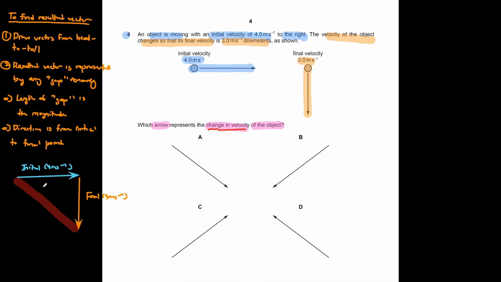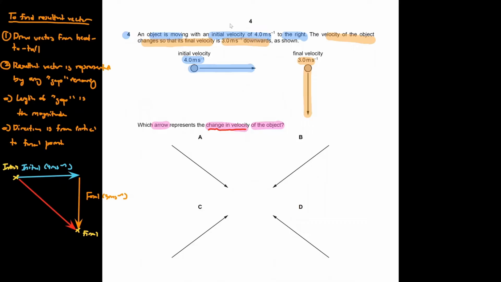So the length of this gap will be our magnitude of the resultant vector, and the direction will be from our initial point to our final point. We can say that this is our initial point because we started drawing from here, and then this is our final point because we ended our drawing here. So our resultant would actually be something like this.